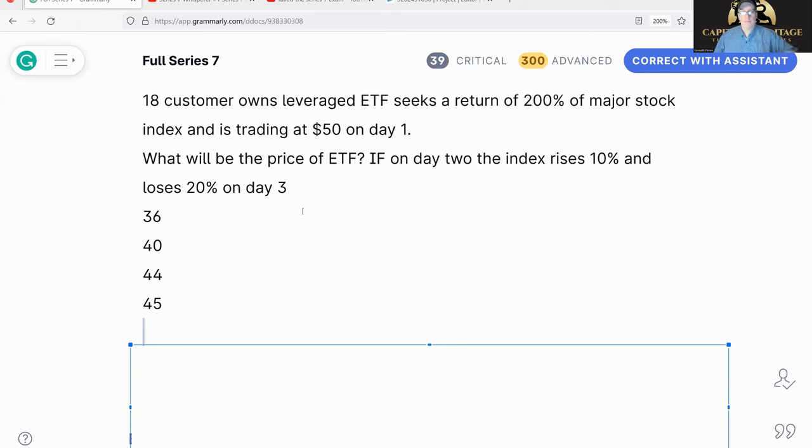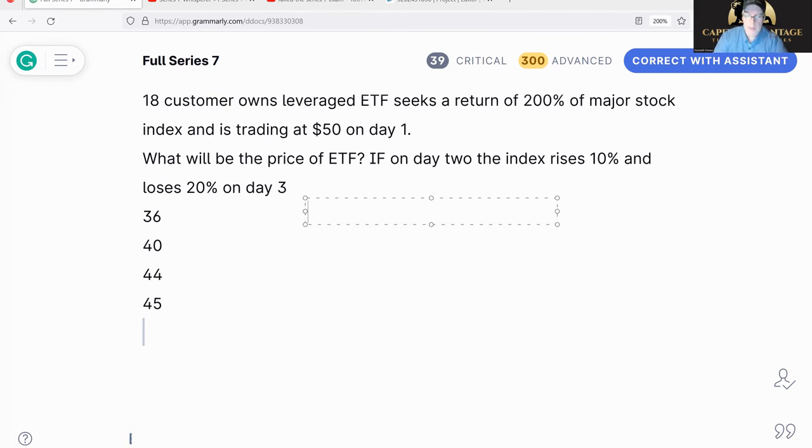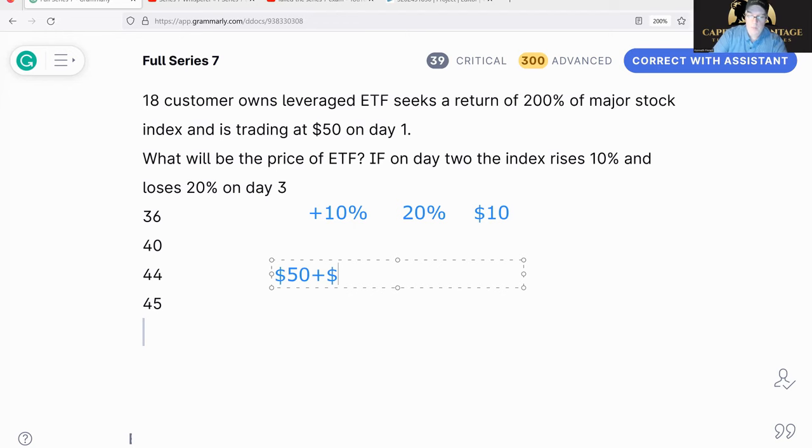So we're going to walk through this whole thing. On day one, the market went up 10%. But since we're 2x, we go up 20%. So 20% of 50 equals, yes, folks, it is $10. So we started at 50, then we added $10 because that's 20%. That's going to equal 60 bucks. So now we're at 60. That's day two. Now we start at 60. Remember, we reset. This is why this is not good for long-term holdings, because it resets every day.